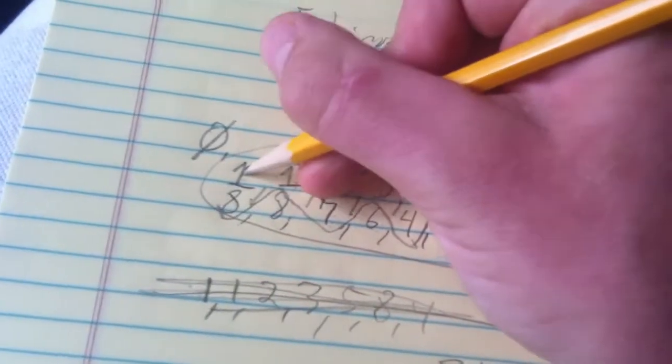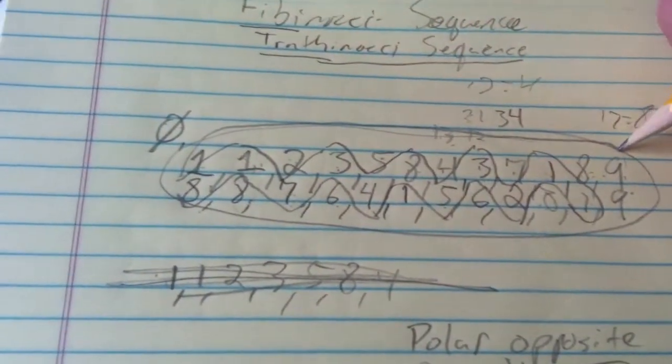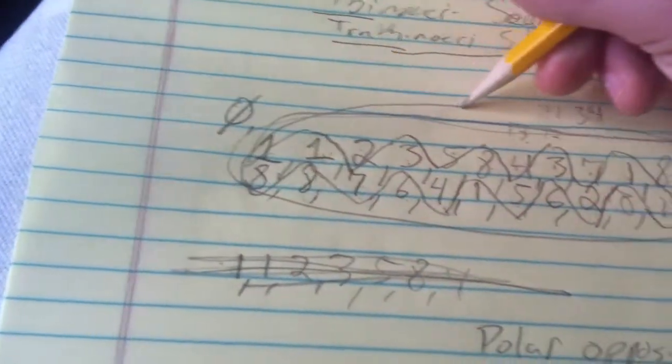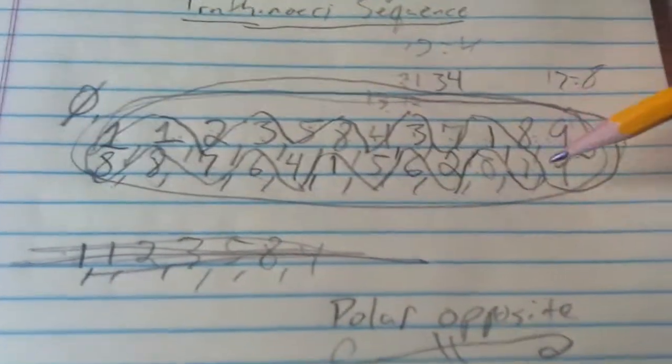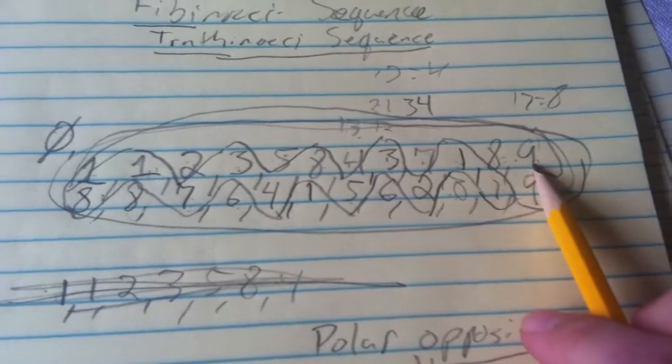8, and then it goes to 9. So isn't that weird? So look, it zigzags, and it's the same 1, 1, 2, 3, 5, 8, 4, 3, 7, 1, 8, 9.